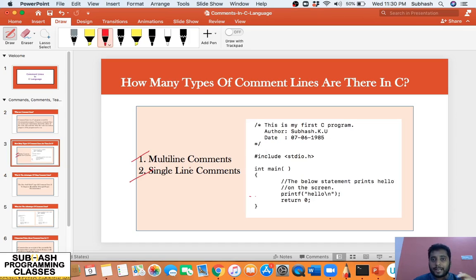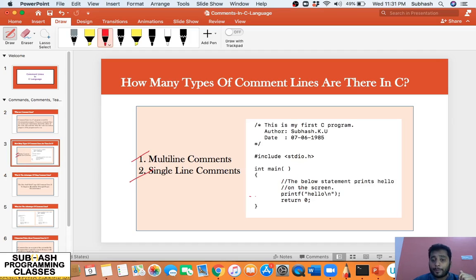Whereas the second category is called single line comments, which start with two forward slashes. The use of single line comments is to comment out only a single line. You cannot comment out multiple lines using single line comments. For example, in this example I have a single statement which has been spanned over two lines. The below statement prints hello on the screen. This is a single statement written in two different lines, and if I had to comment out these two lines, I would have to use two single line comments.